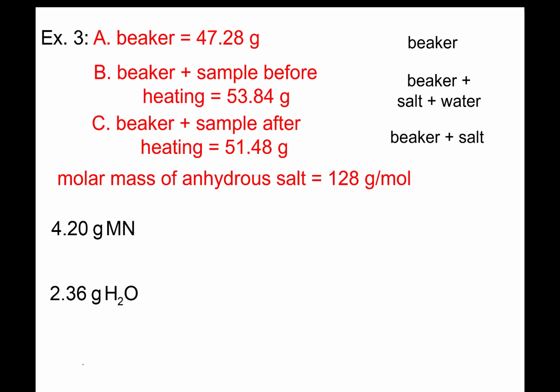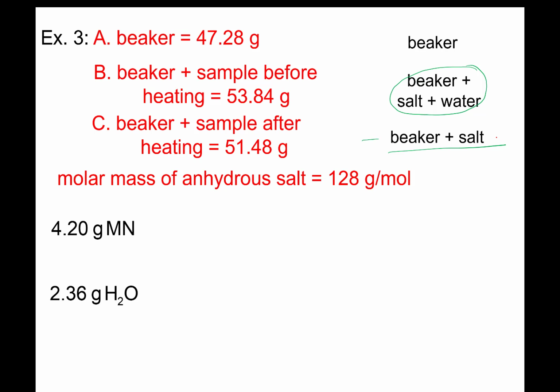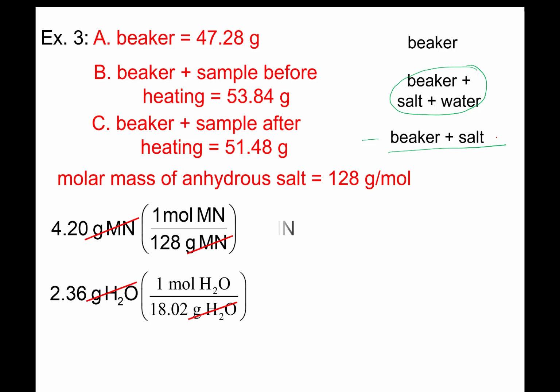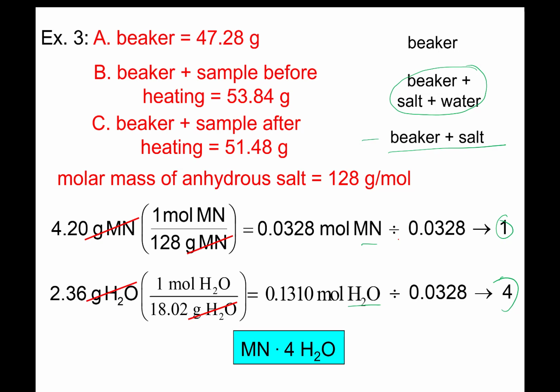For the water, we get that by taking the beaker plus salt plus water minus the beaker plus salt. That gives us 2.36 grams of water. Divide by molar mass. Go to 4 decimal places. Divide by smallest number. We get whole numbers there, 1 to 4. So for every 4 waters, there's 1 of our salts. So the formula is that. So it's a tetrahydrate.